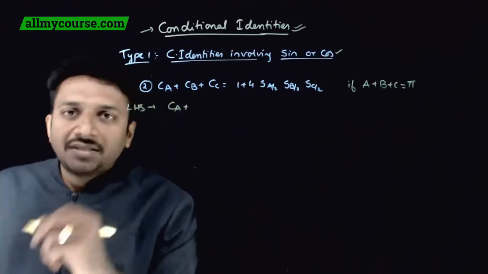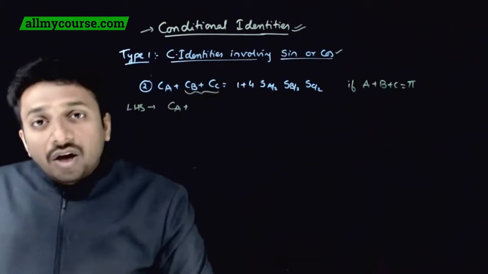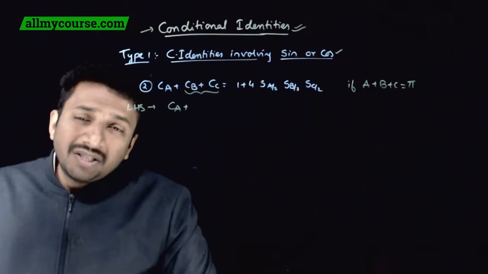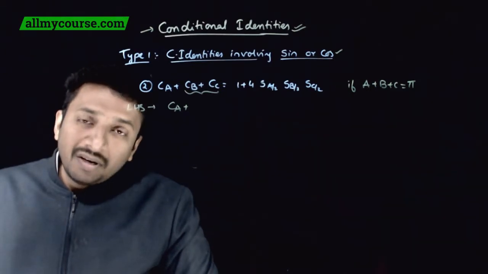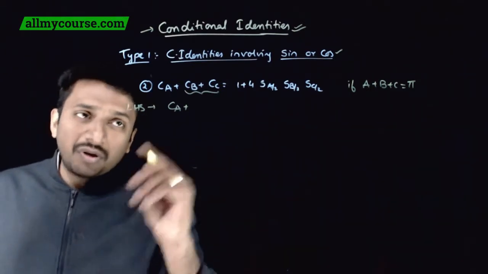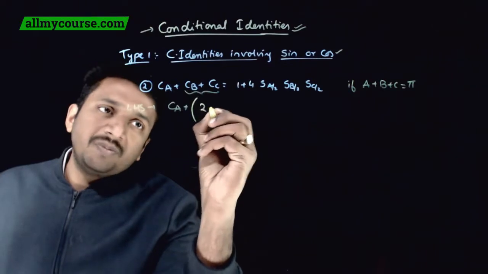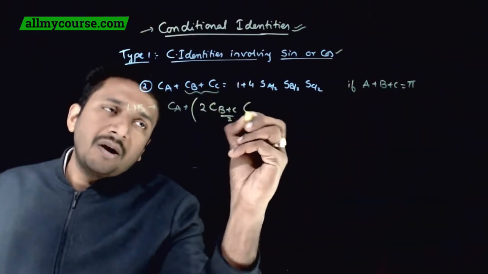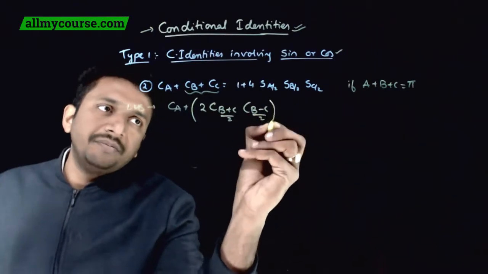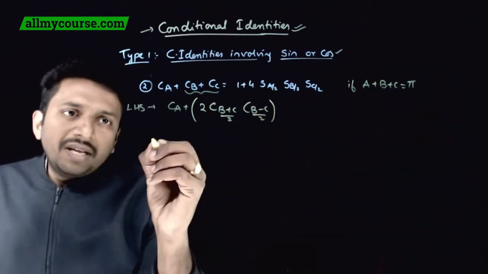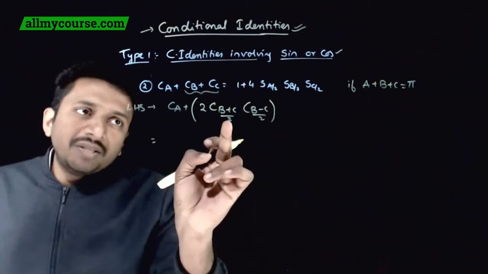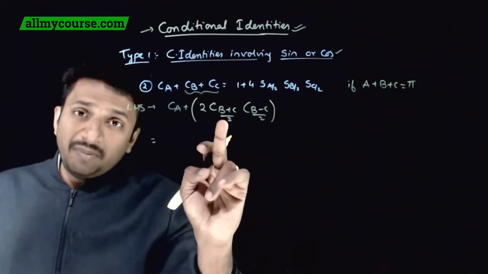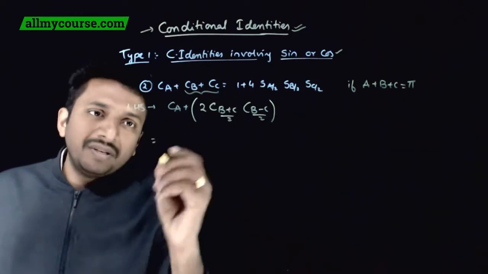Cos A plus, so let us take cos B plus cos C. What is cos C plus cos D? Cos C plus cos D is 2 cos (C plus D) by 2 cos (C minus D) by 2. So you get both cosines. So cos B plus cos C is 2 cos (B plus C) by 2 cos (B minus C) by 2. Now what is B plus C? B plus C is pi minus A. So (B plus C) by 2 is pi by 2 minus A by 2.